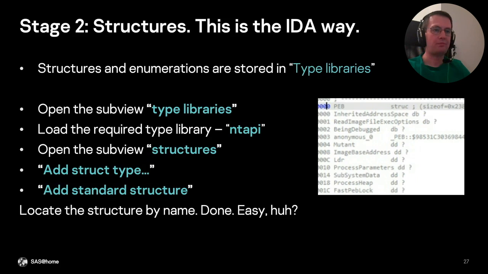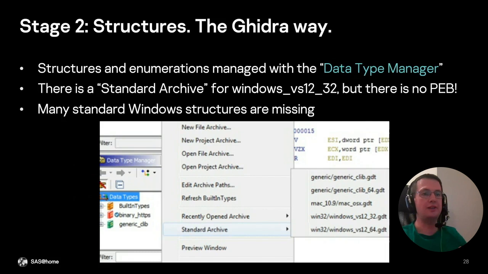Okay, what about Ghidra? It does have a window called Data Type Manager, and they have standard archives that are basically the type libraries shipped with Ghidra. And there is one for Windows 32-bit, another one for 64-bit, some for OS X. And if you load this type library, you will get some Windows types. The problem is that there will be no PEB there, just none. And this is not the only structure that is missing.